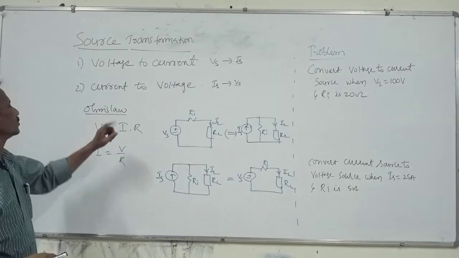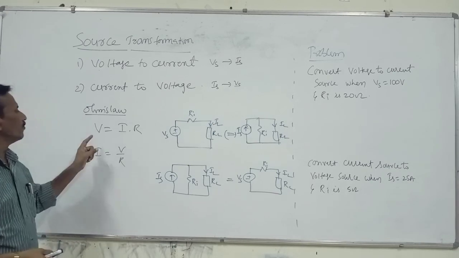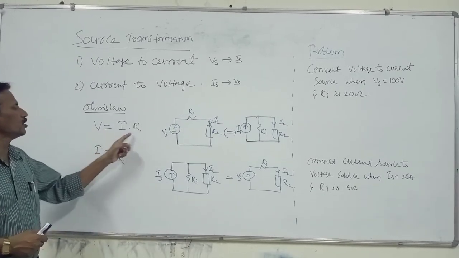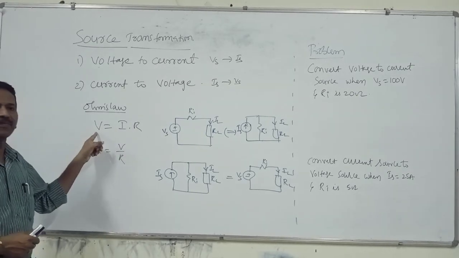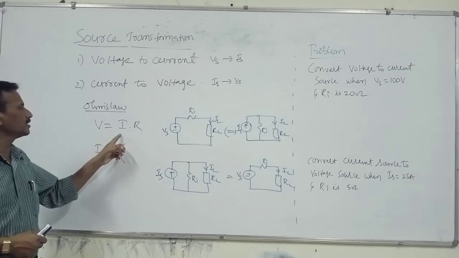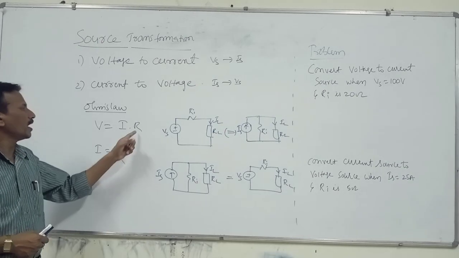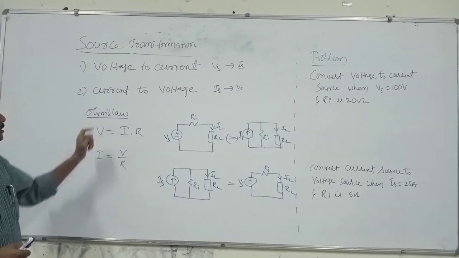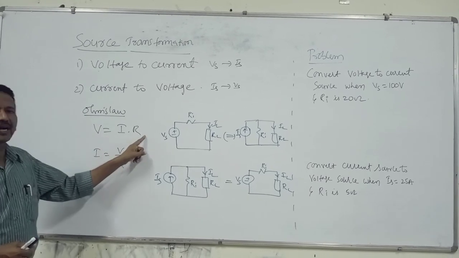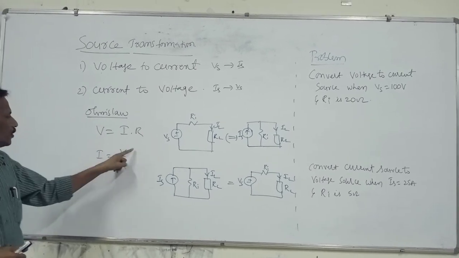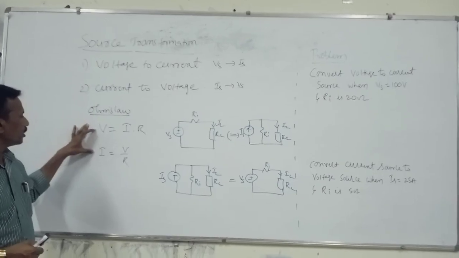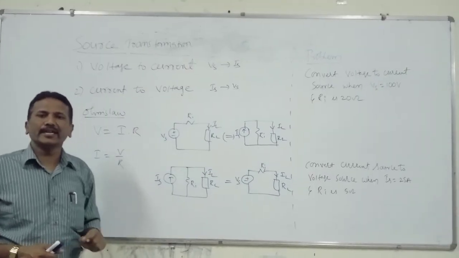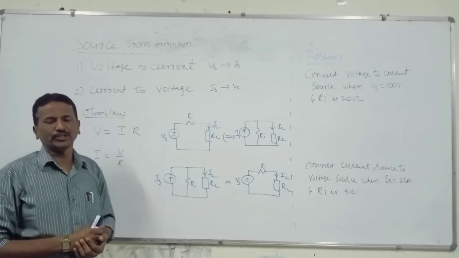What does Ohm's law give us? V is equal to I into R. That is the basic formula we have. What is the meaning of V? V is the voltage source. I is nothing but the current source. And R is the resistance. Now, by using this Ohm's law, V is equal to IR or I is equal to V by R. Depending upon these two formulas, we can convert the voltage source to the current source or the current source to the voltage source.